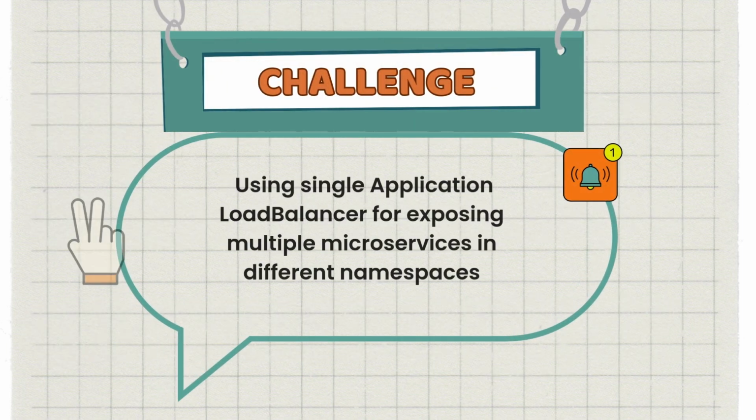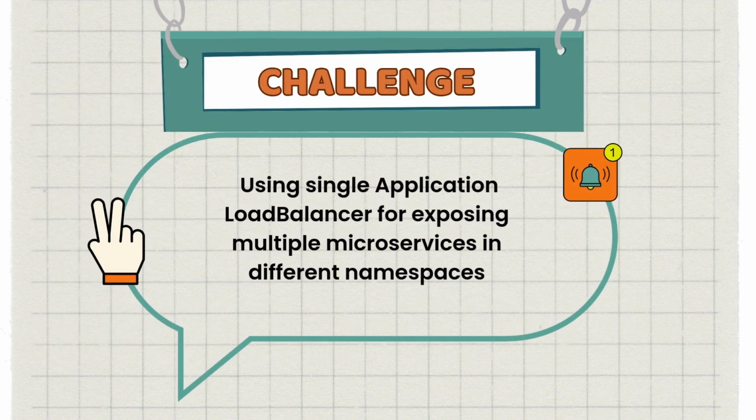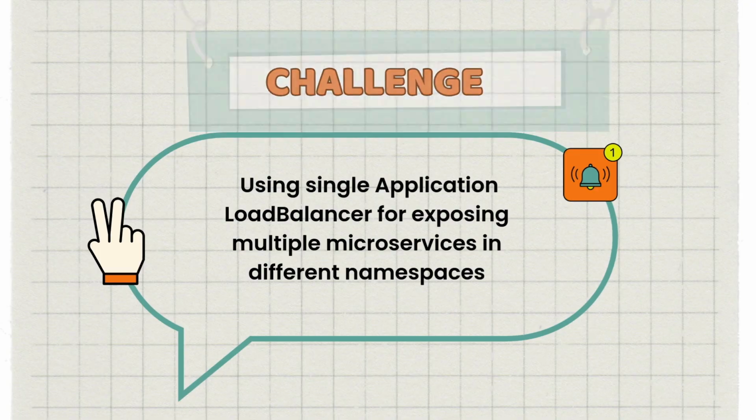Let me tell you the challenge we are going to resolve today. By default, if you create an ALB Ingress in 10 namespaces, then the AWS Load Balancer controller will create 10 ALBs, one for each namespace, which is very costly as per ALB. It will cost you a lot. So to solve this challenge, we are going to configure a single ALB for microservices running on multiple namespaces.